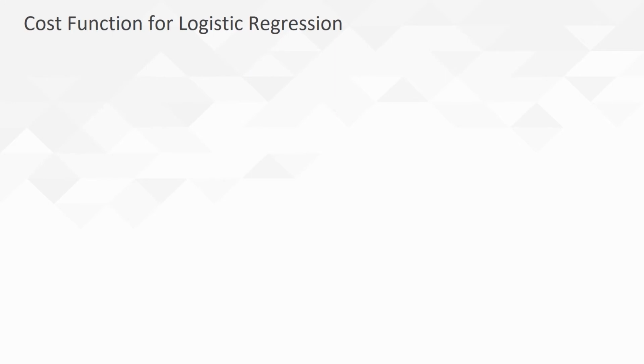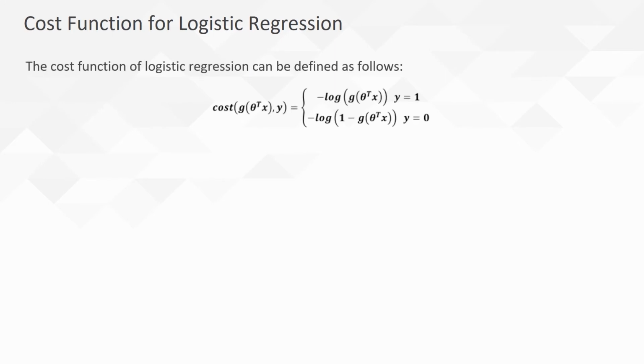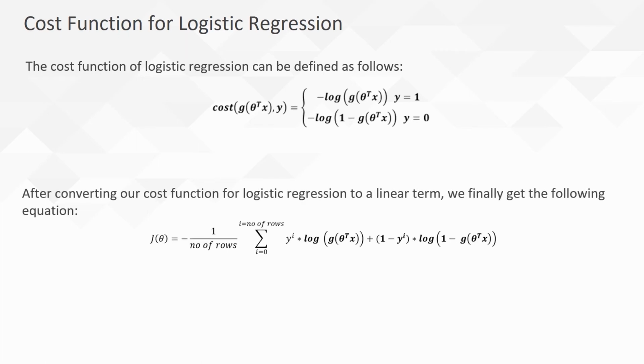The cost function of logistic regression can be defined as follows, which is obtained using maximum likelihood estimation. After converting our cost function for logistic regression to a linear term, we finally get the following equation. The optimized logistic regression cost function is given here. Note that the derivation of the cost function is out of the scope of this course, and we recommend students to go through the derivation separately. So let's go and do another exercise now.